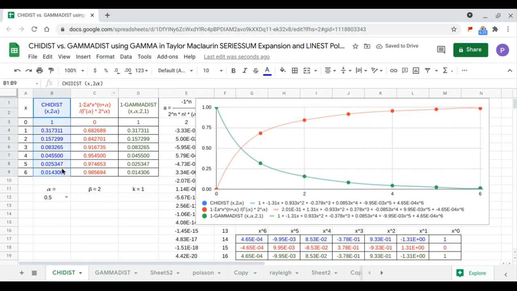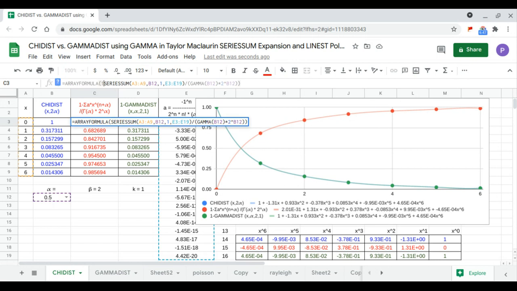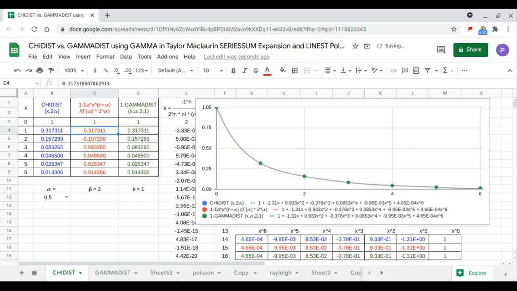So the green and the blue are on the same trend line. So their values are also the same. The data sets are now the same. We modify the expansion. So here we factor in also 1 minus. Now all values are the same, or data sets are the same.